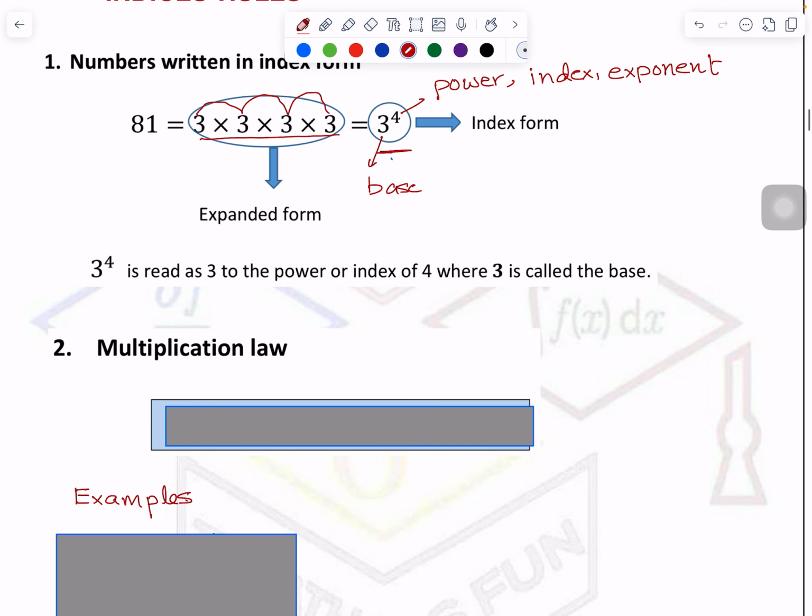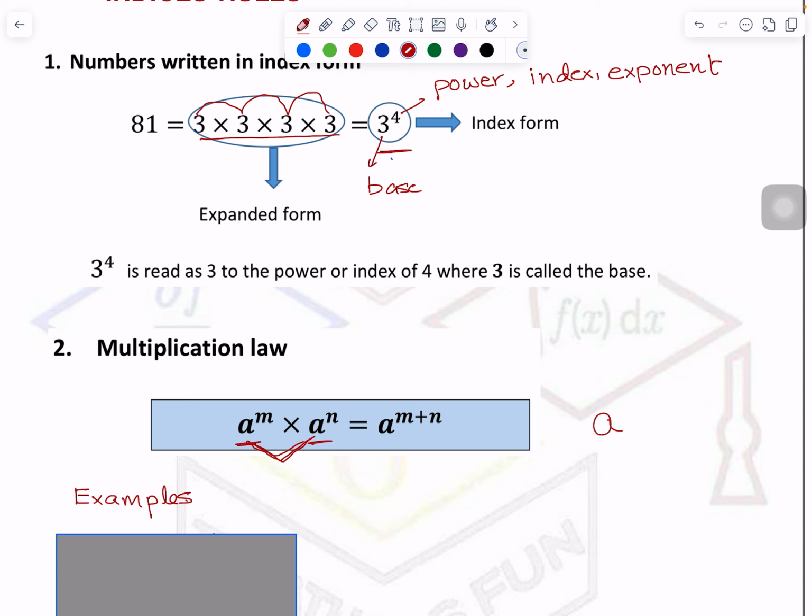Now let's see the multiplication law. The laws of indices apply only to multiplication and division, not to addition and subtraction. These are 2 index numbers, a power m and a power n. If you are multiplying them, please remember, when the base is the same, the powers will be added up.